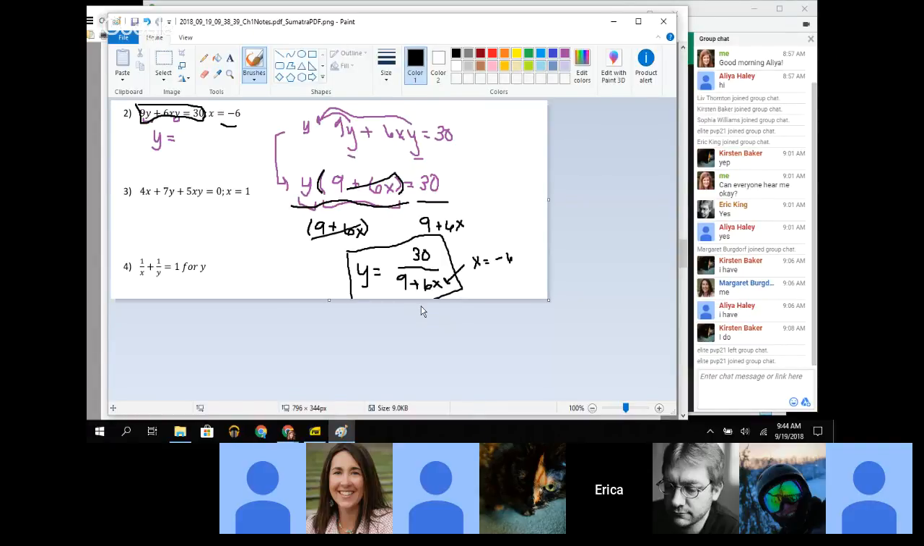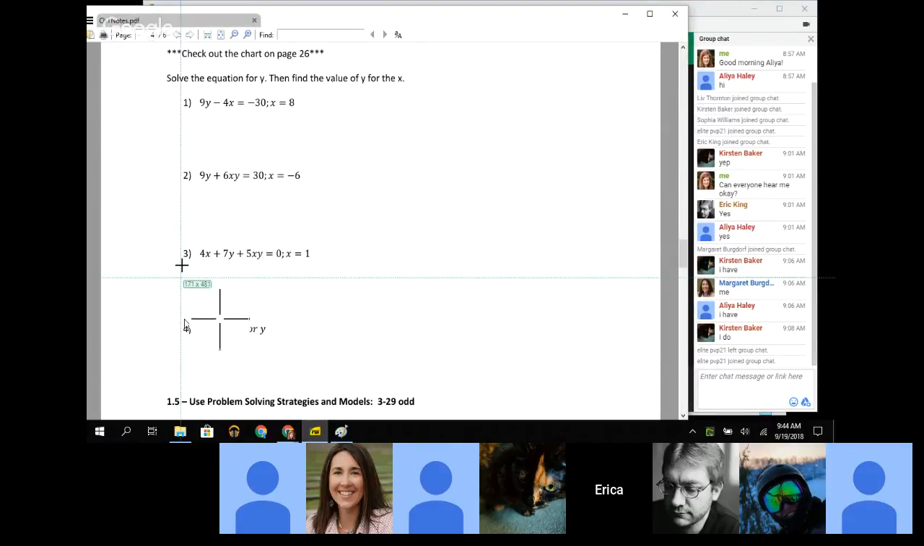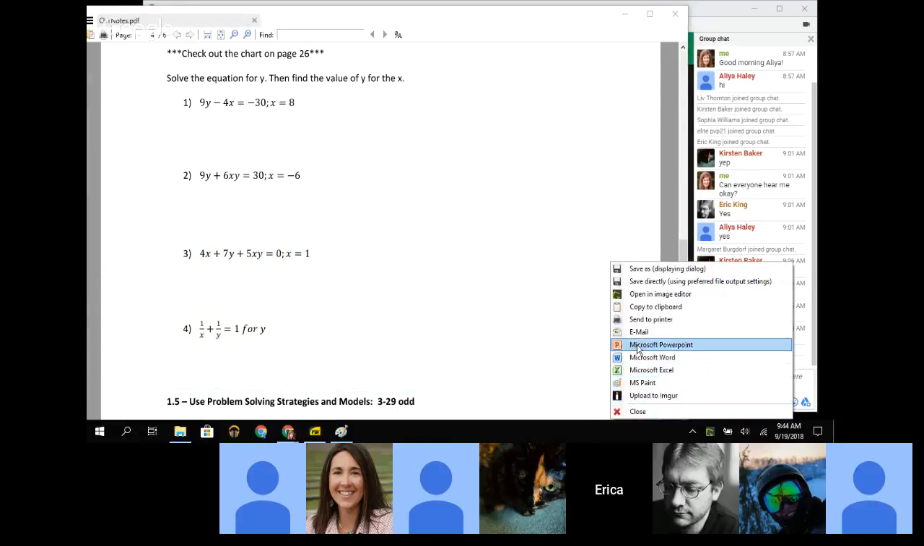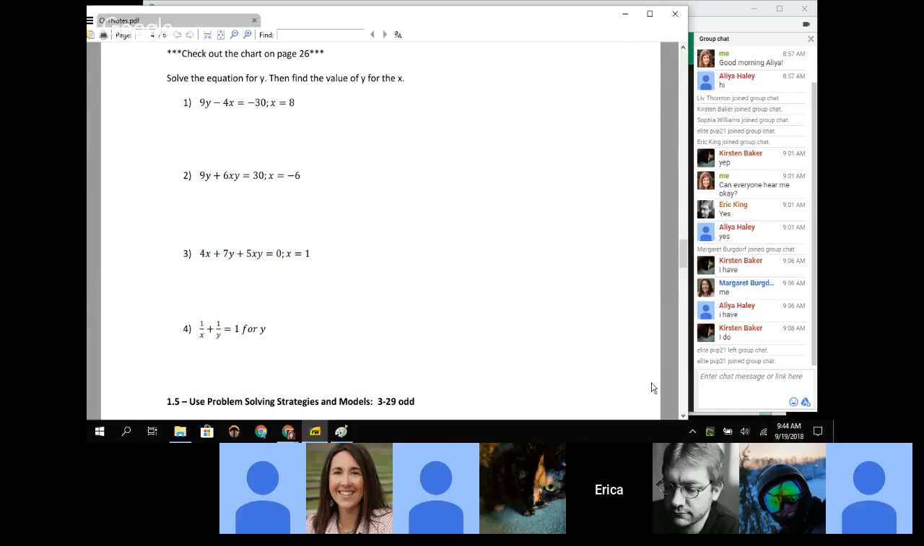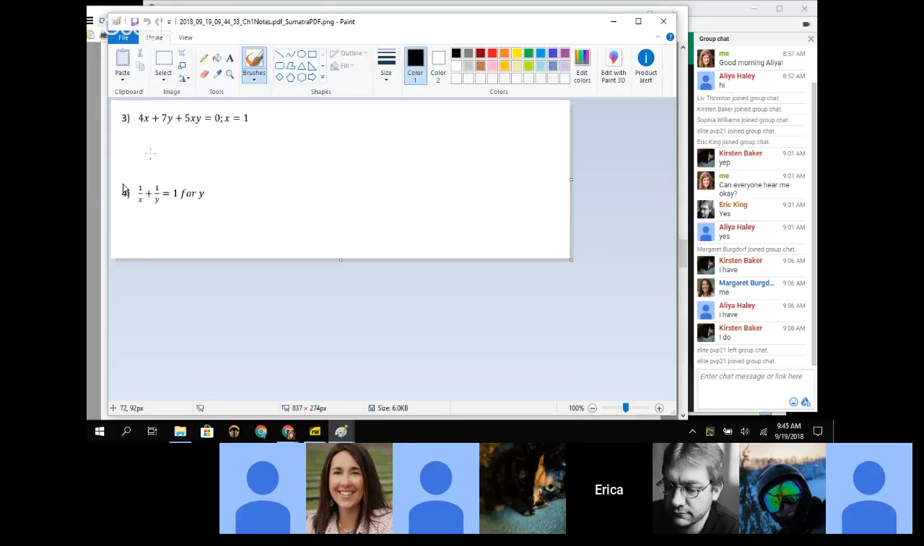So then let's, we have about 5 minutes left. Let's try number 3 and number 4. Okay, so I'll just start with a new one. Okay, so number 3 says I have 4x plus 7y plus 5xy equals 0. And then again, we'll plug in our x equals 1 later, right? So I want to rewrite this as y equals something. Solve for y.